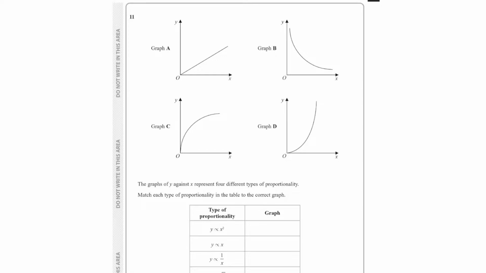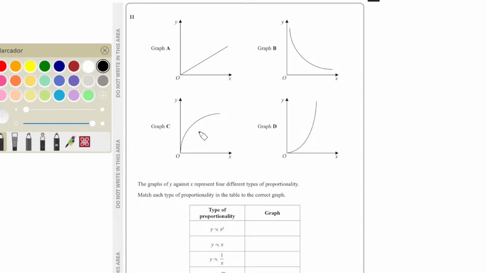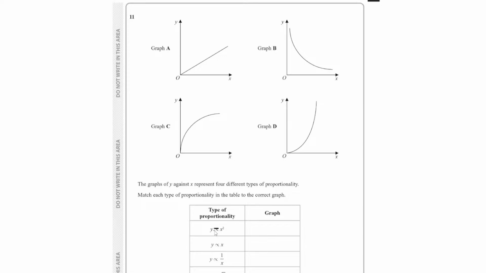Okay, question 11, we've obviously been given graphs here. So the graphs of y against x represent 4 different types of proportionality. Match each type of proportionality in the table to the correct graph. So effectively, I almost forget about the fact that it's proportion. Just imagine these are equal signs, and you're just trying to recognize graphs, basically. So just imagine it's like equal, equal, equal, and so on.